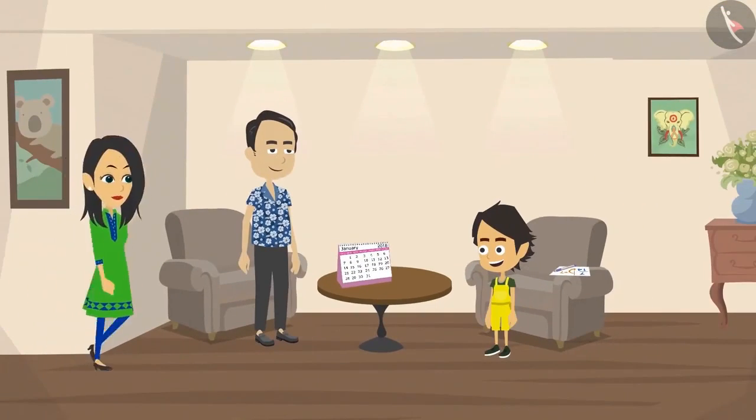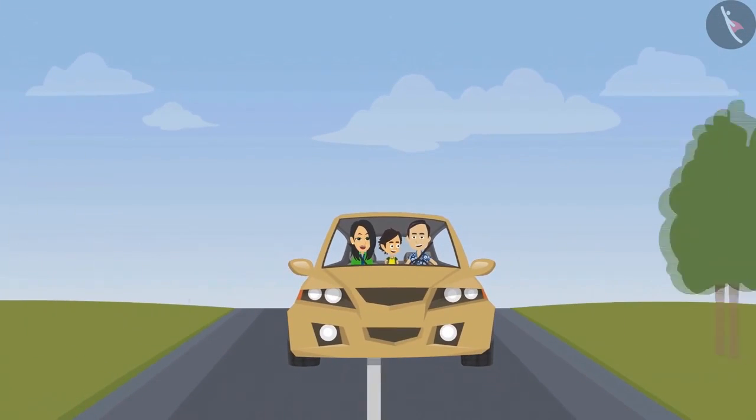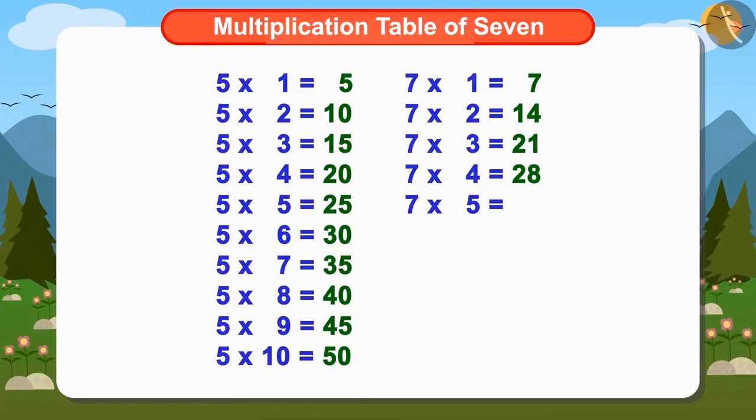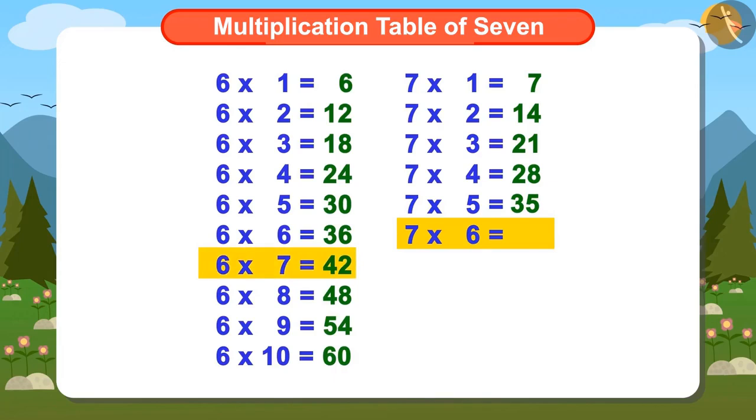Hey, Mummy is also ready. Now Ayushman, Papa and Mummy are going to go out. But we will write the complete multiplication table of 7 and memorize it. So, how much is 7 multiplied by 5? You are absolutely right that 7 multiplied by 5 would be the same as 5 multiplied by 7, which is 35. The next number in the multiplication table of 7 is 7 multiplied by 6, which is same as 6 multiplied by 7, which is 42.